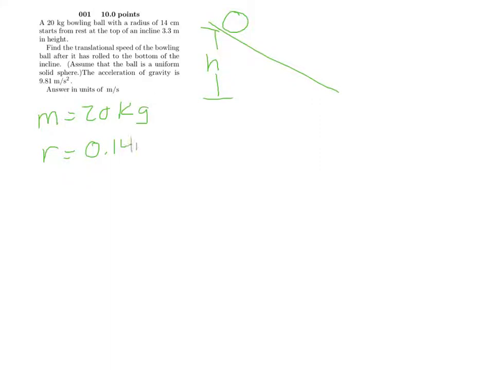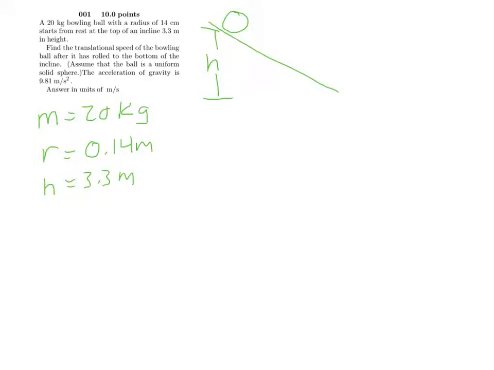What might be helpful first is to draw a picture. We have a ramp, we have a bowling ball, and it is starting at a height which we're going to call h above the ground, or above the bottom of the incline. A couple things we know. We know the mass of the bowling ball is 20 kilograms. We know that the radius of the bowling ball is 14 centimeters, so that's going to be 0.14 meters. It says that the top of the incline is 3.3 meters in height, so my height is going to be 3.3 meters. And I'm looking for the speed at the bottom.